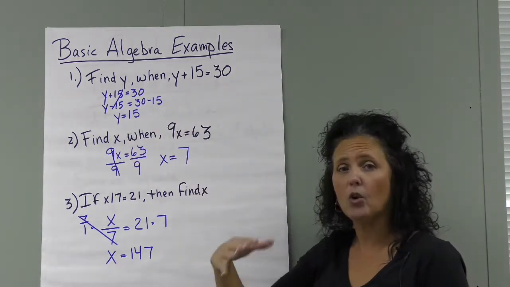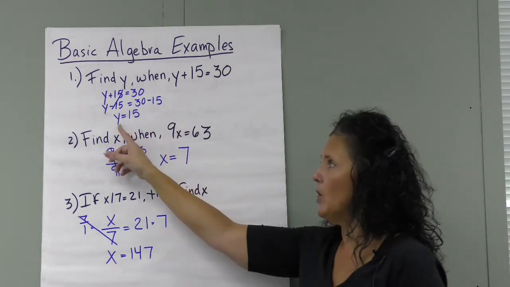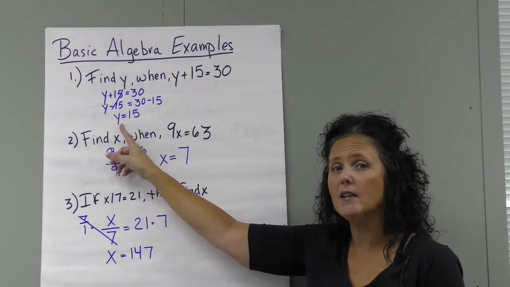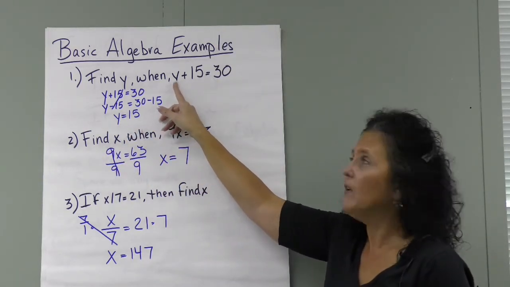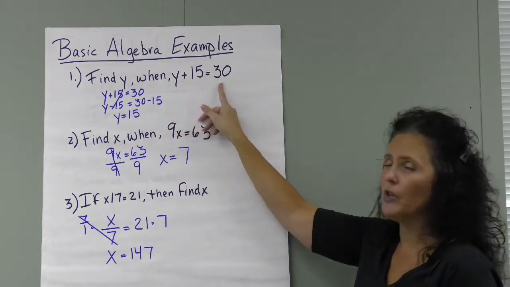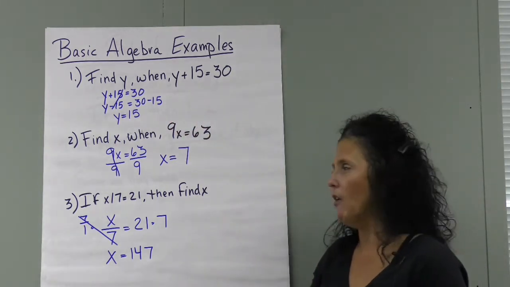If you want to check your work, you can always go back, now that we figured out what y was, and put it in for y up here. So 15 plus 15 equals 30, and that way you know that you're correct.